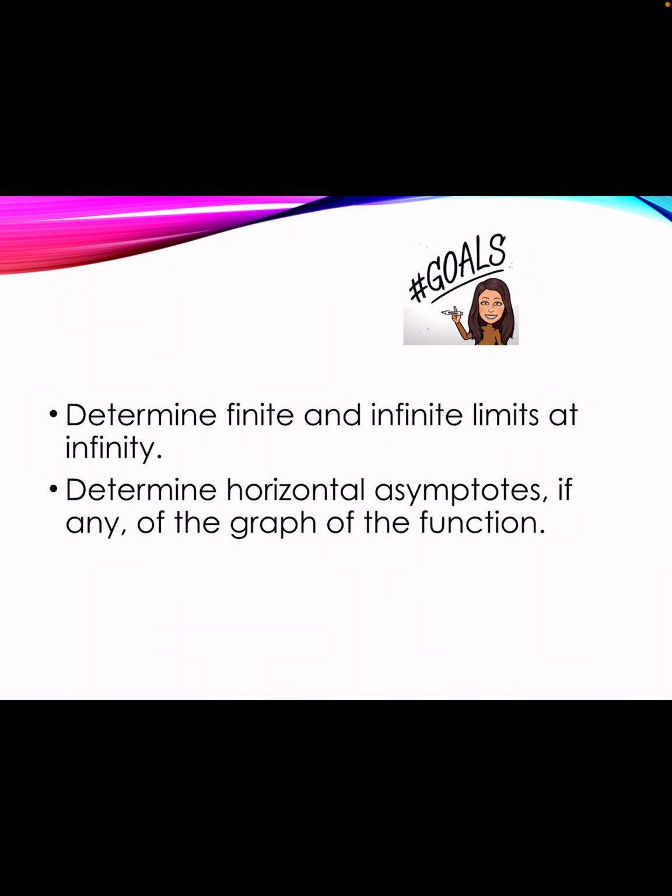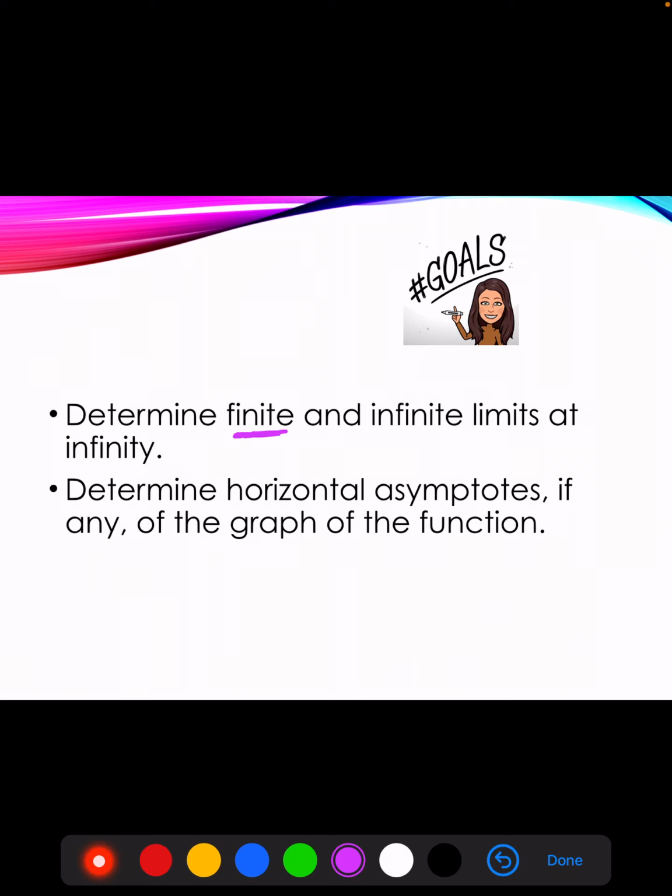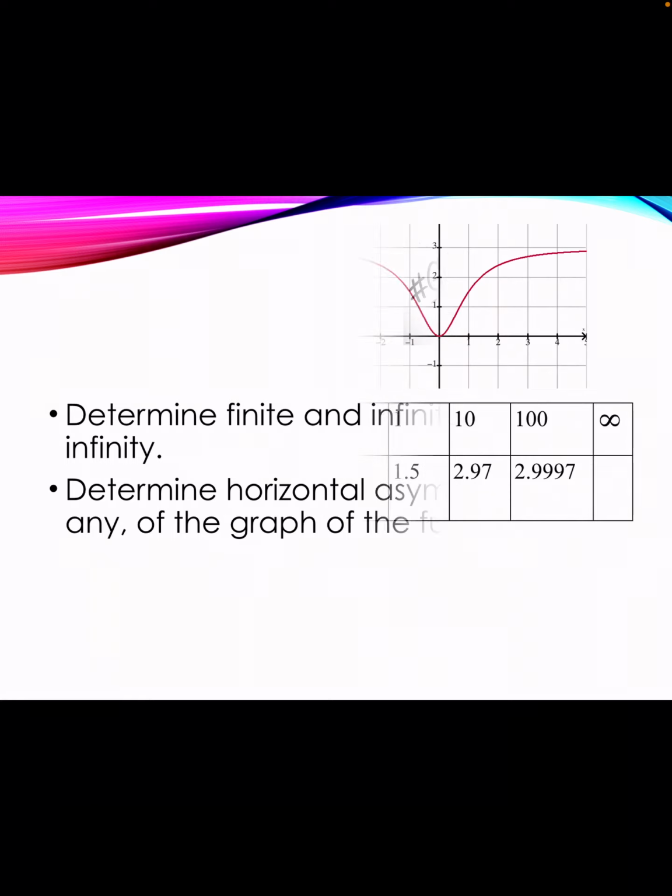So we're going to determine finite and infinite limits at infinity, so that you might have the possibility where the limit is finite or I get a value that's infinite. The limit doesn't exist or it goes to infinity. And determining horizontal asymptotes, if any, of the graph of the function is really the basic premise, right? Horizontal asymptotes are where the graph flattens out and approaches as x gets larger, larger, larger, or x gets smaller, smaller, smaller.